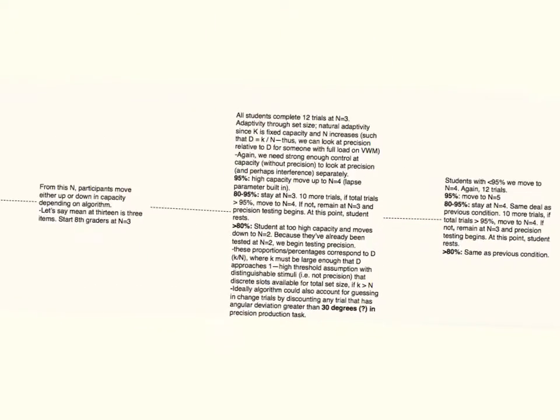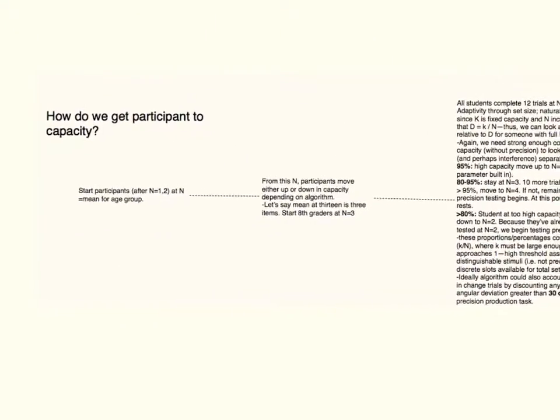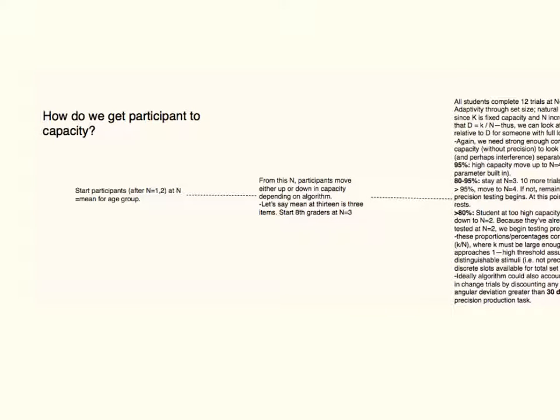All right. I'm just going to speed it up here. This is taking a while. So we start participants after N equals 1 or 2 at N for the mean age group. So for instance, for 8th graders, N would be equal to 3. So we'd start all 8th graders at N equals 3.